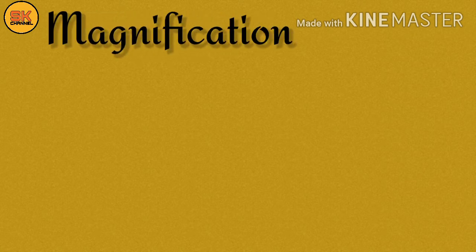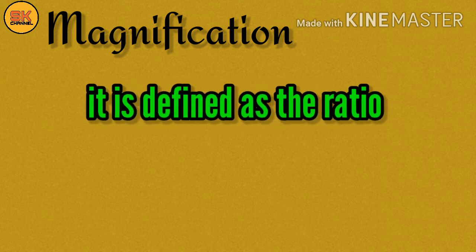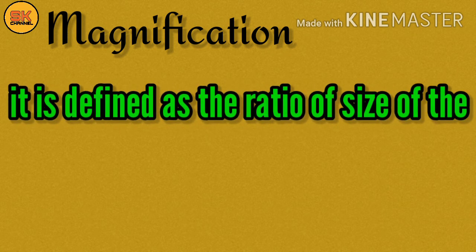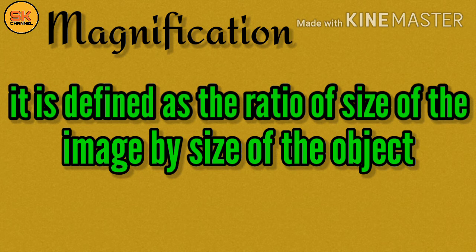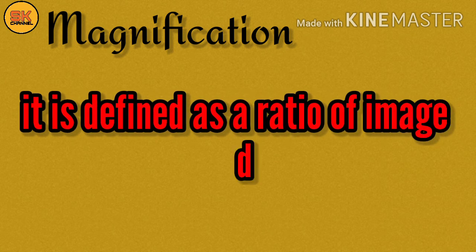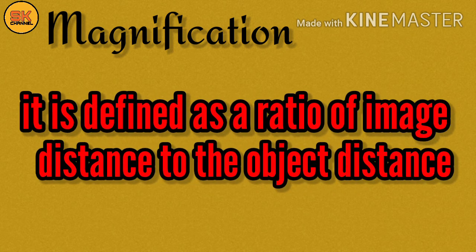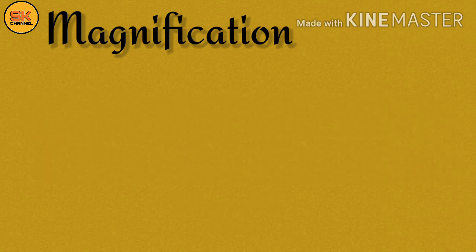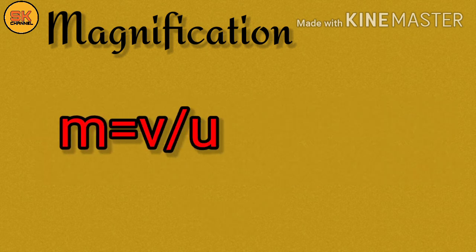Another important terminology is magnification. It is defined as the ratio of size of the image to the size of the object, or as the ratio of image distance to the object distance. It is denoted by small m. Here m is equal to v by u, that is equal to height of the image by height of the object.